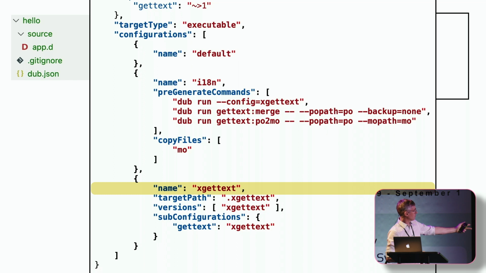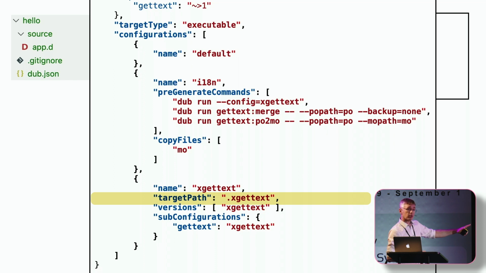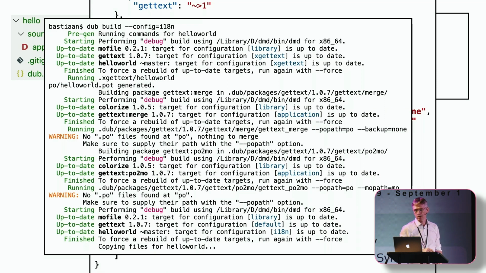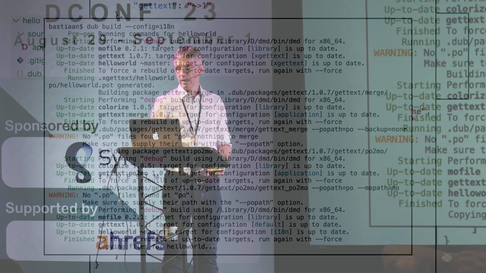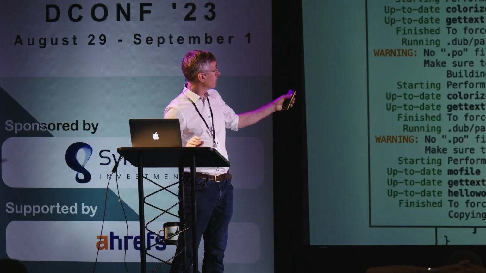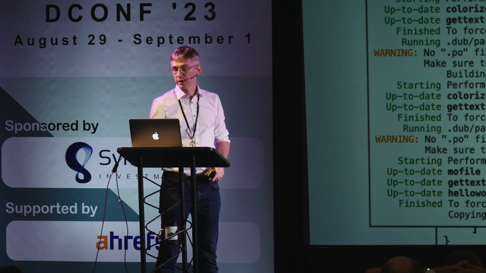And on the bottom, this is the gettext configuration. It hides the result of that compilation in a different target path. It switches on a specialized version, and it also switches on a specialized version in the gettext package. The third step is to invoke dub build --config=internationalization, and this generates the pot file, which is a template file. And since there are no translation tables yet, there are some warnings.